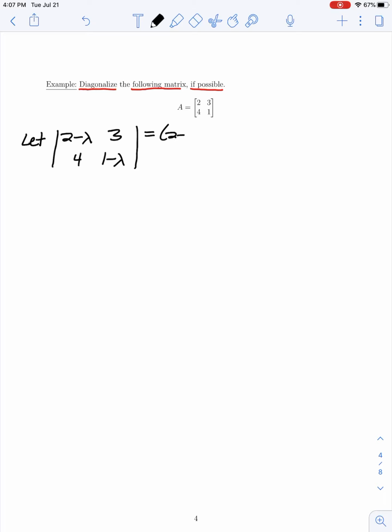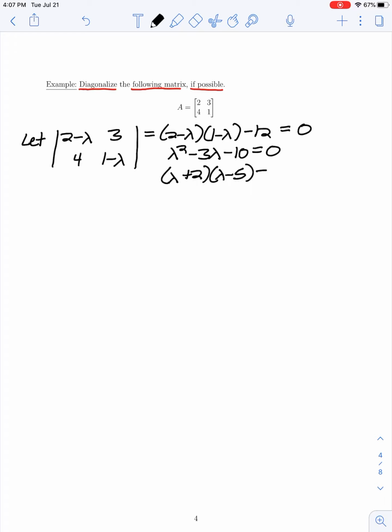And this would give us (2 minus lambda) times (1 minus lambda) minus 12. So that is our characteristic polynomial, and we're looking for the roots of that polynomial. So expanding, we have lambda squared minus 3 lambda plus 2 minus 12 leaves us with -10 equals 0. And then this factors as (lambda plus 2) times (lambda minus 5) is 0. So our eigenvalues are -2 and 5.